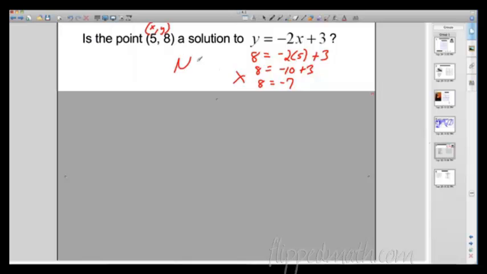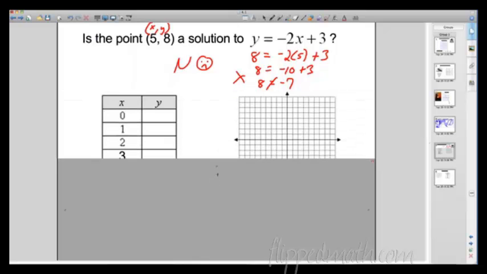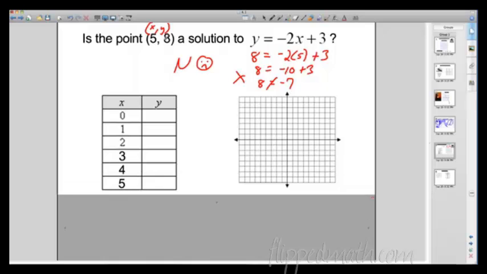No, this is not the case. So this is not a solution to this. 8 does not equal negative 7, so it's not a solution. So this point would not be on the line. Same thing, I kind of threw these on here. If I just asked you to graph this line, you could graph and see is (5, 8) on there.